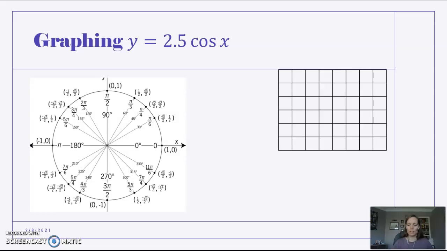The last graph I wanted to show you is a graph of 2.5 cosine of x. So this is going to have a similar approach to the 3 times sine of x. Don't freak out because there's a decimal here. We can still work with this like normal. So our x values still count by pi over 2. You'll get really good at this the more you do it, I promise. And the y values still count by 1.